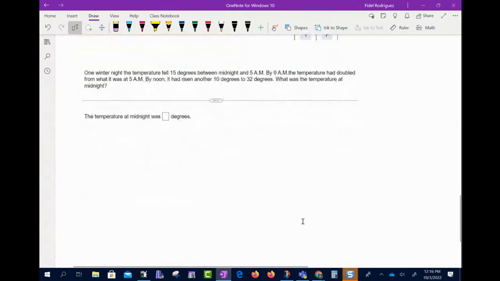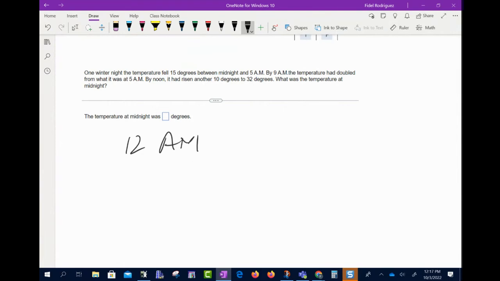Okay, so it says, one night the temperature fell 15 degrees between midnight and 5 a.m. Okay, by 9 a.m., the temperature had doubled from what it was at 5 a.m. By noon, it had risen another 10 degrees to 32 degrees. What was the temperature at midnight? Okay, so we're trying to figure out what the temperature was at 12 a.m.